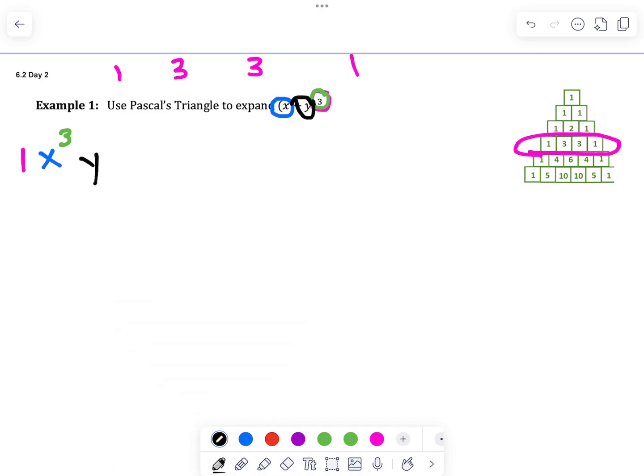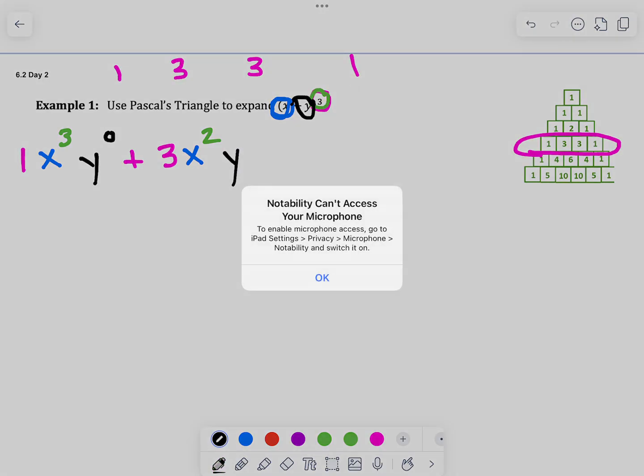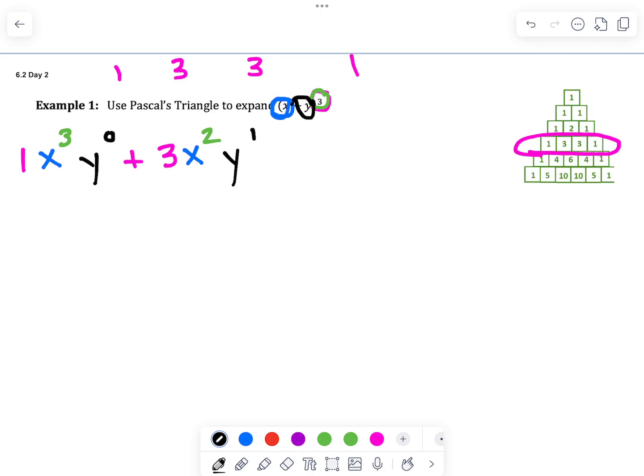So that will go to the 0 power. So just kind of bear with me and I'll show you the pattern. Then I do my coefficient next from my Pascal's triangle, my x, and now I drop that degree by 1, and then I go y. Now I increase my y to the first.